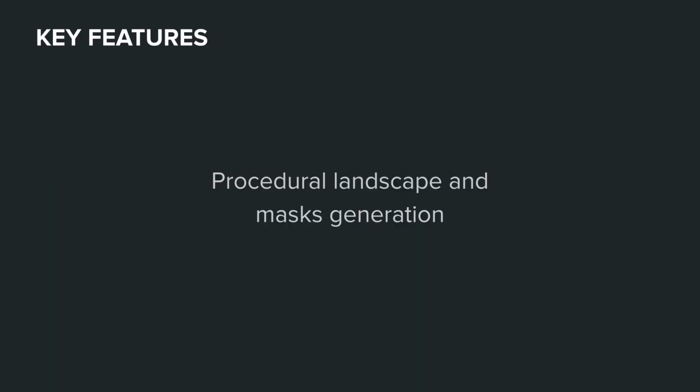One of the key features of the tools is the generation of procedural landscapes and masks. These masks can be based on terrain features such as slope, curvature, flow, height, occlusion, etc. Additionally, these masks can be utilized for scattering and materials.